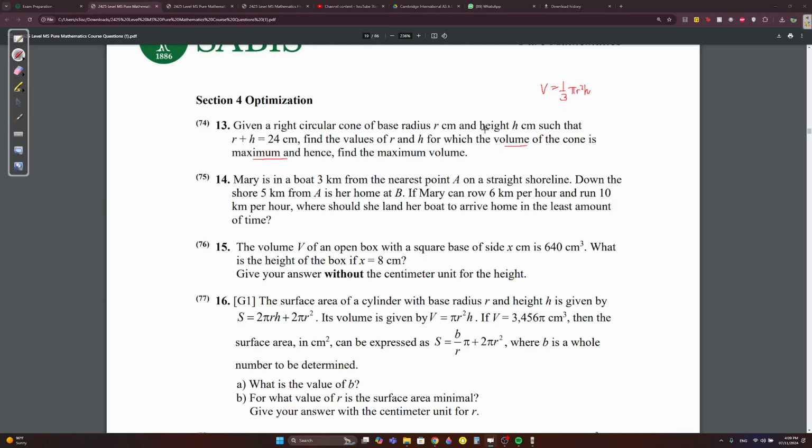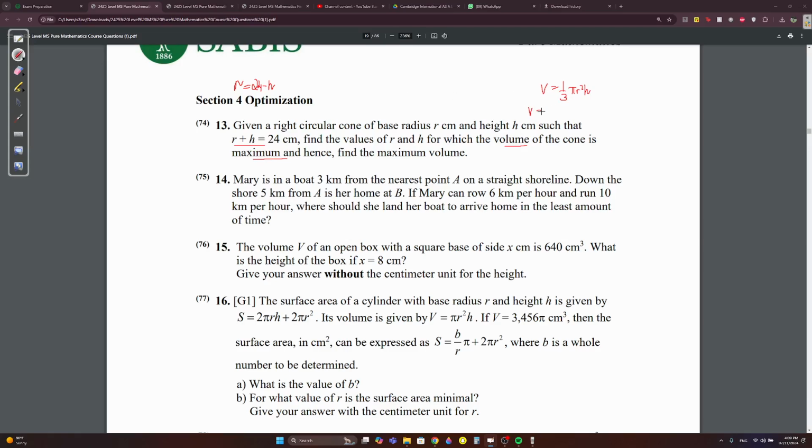When you want to find the maximum, you need to derive. And you can't derive when you have what? When you have two unknowns. So you need to go back to your given. Always, you need to go back to your given and see what you have. You know that R plus h is 24. So you can find an expression for R if you took h to the other side, you would get R is equal to 24 minus h.